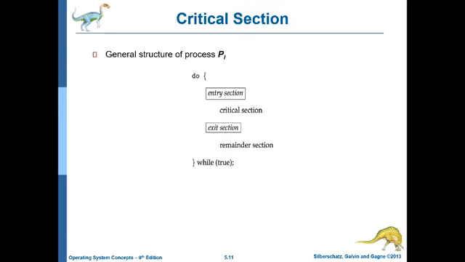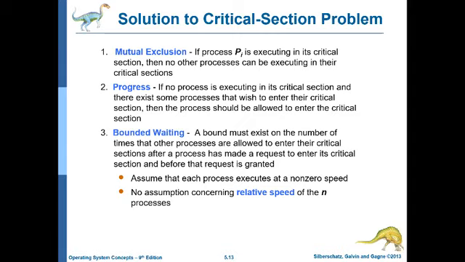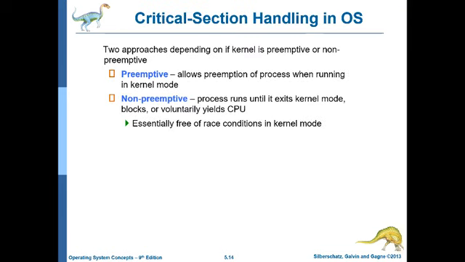The second question is about, I can ask you simply, what are the solutions to the critical section problem? For example, what are the conditions? So you can write the conditions which are required: mutual exclusion, progress, and bounded waiting.